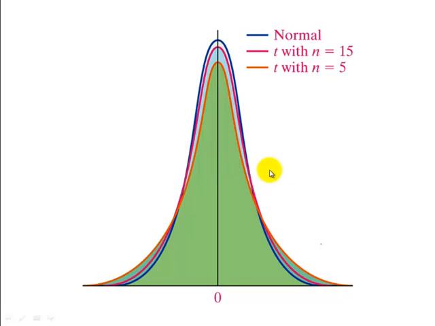So here's the visual. If we look here, the normal is the diagram with the blue outline. It has the highest peak. The next one is the pink line. That is a t distribution where sample size is 15. And then the orange outline, the smallest hump here, but it has more area in the tails. This is t with a sample size of 5. So as you take a t distribution and you increase the sample size, it will approach a standard normal distribution.